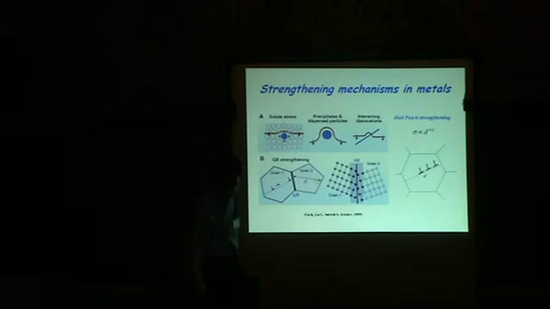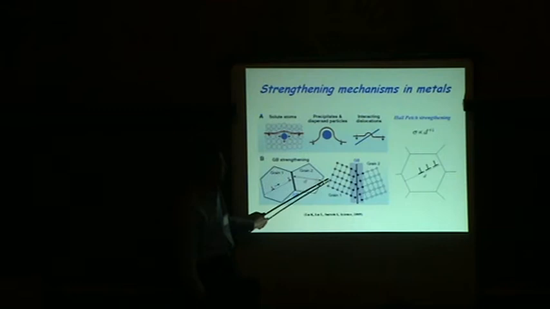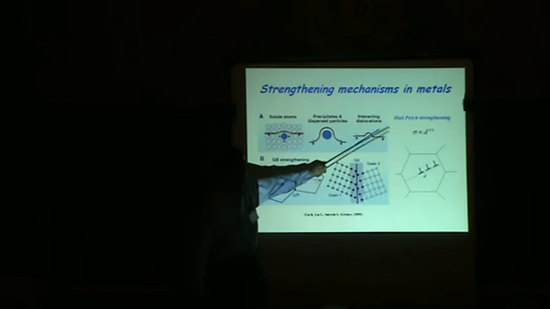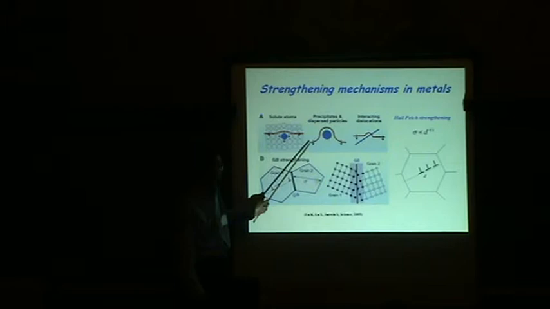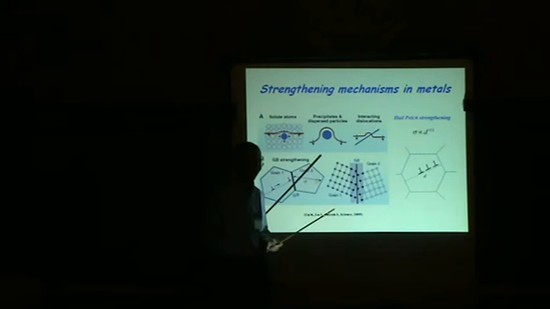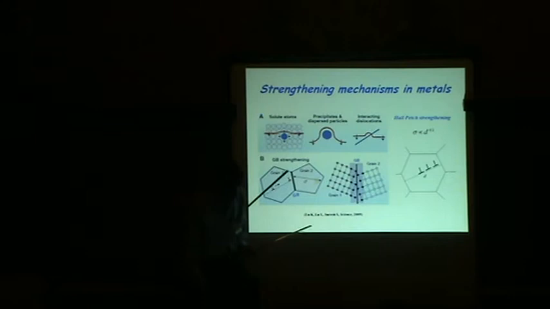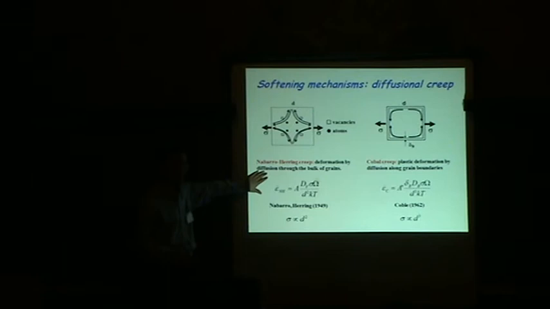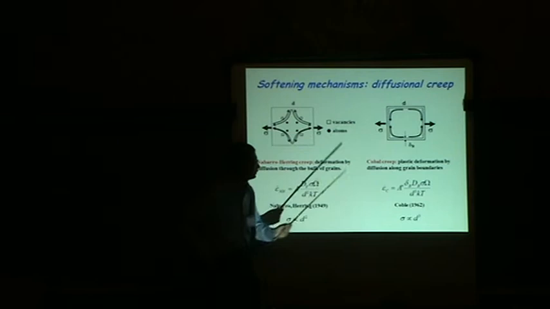In the interest of time, I'll skip some of this. This is classical textbook material showing strengthening mechanisms in metals: the Hall-Petch, dislocation, precipitate. Basically, in classical strengthening theory, it all has to do with how dislocations interact with microstructure. Okay? The smaller, the stronger. It doesn't have to soften. If you want a softening theory, where do you go? You go to creep. In a classical textbook, you have to involve creep to understand softening. So the softening mechanism is diffusional creep, either Nabarro-Herring creep or Coble creep.